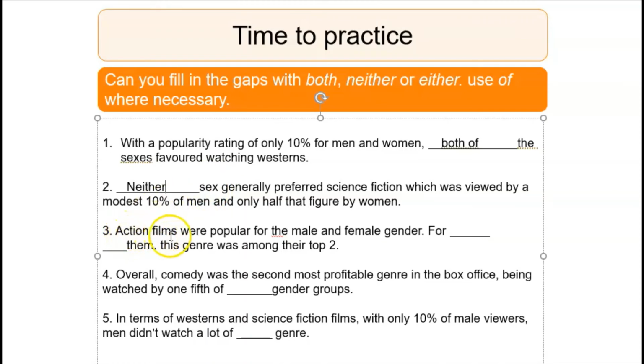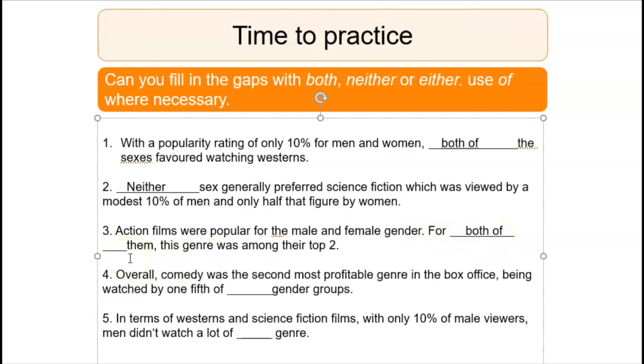Okay. What about number 3? Action films were popular for the male and female gender. Okay, for them, this genre was among their top 2. So it's clear, right? So both male and females liked action films. Here we have the pronoun them. So it's for both of them. You need to use of when you use the pronoun them.